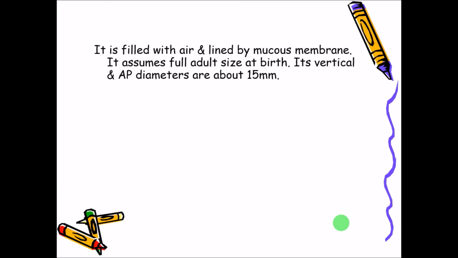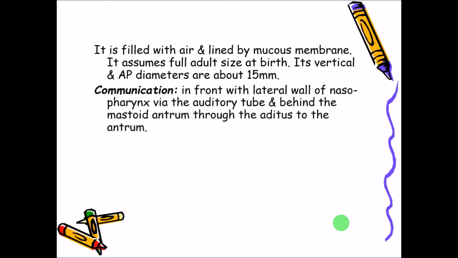As I said before, it is filled with air and lined by mucous membrane, and the middle ear assumes the adult size by birth. Its vertical and anterior-posterior diameters are about 15 millimeters. It is approximately like a cube, but not exactly. The highest diameters, vertical as well as anterior-posterior, will be 15 millimeters.